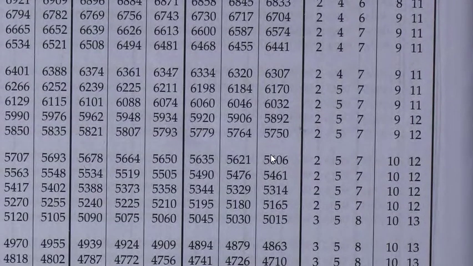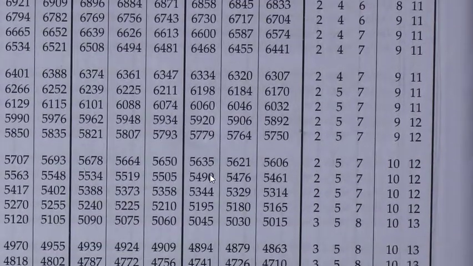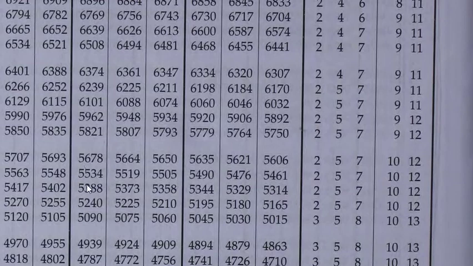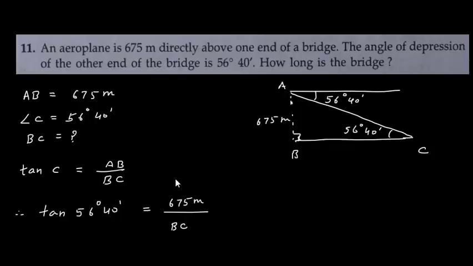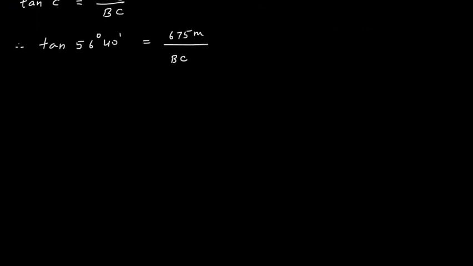So for 56 degree 40, for 40 we will see 36. So this line is 36. 56 30 is 5505, and in 4 we have the value 10. So we will subtract that 10. So it will be 5495. So I will say that this value is 0.5495, and here it is 675 divided by BC.